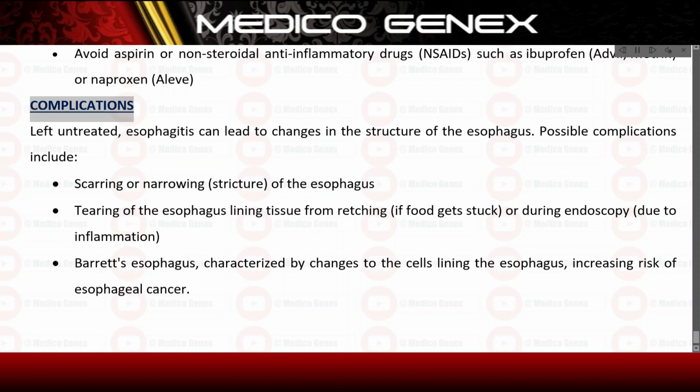Complications. Left untreated, esophagitis can lead to changes in the structure of the esophagus. Possible complications include scarring or narrowing, stricture, of the esophagus, tearing of the esophagus lining tissue from retching, if food gets stuck, or during endoscopy, due to inflammation. Barrett's esophagus, characterized by changes to the cells lining the esophagus, increasing risk of esophageal cancer.